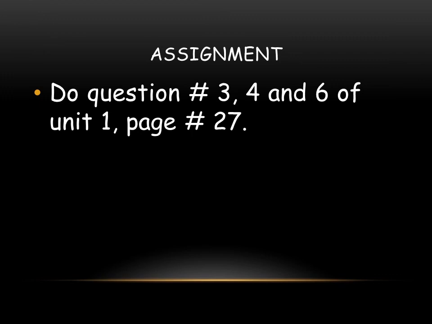So your chapter number 1 is over here, and here I'm going to give you an assignment. You have to do questions number 3, 4 and 6 of unit 1 from page number 27. Question number 3 is, with reference to relief and drainage, explain how the Potwar Plateau is different from the Balochistan Plateau. So you have to make comparisons. Here they are asking about the comparison, how Potwar Plateau is different from Balochistan Plateau. So you have to give the difference between the two plateaus.